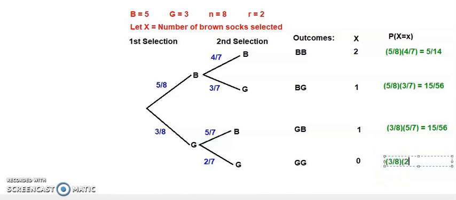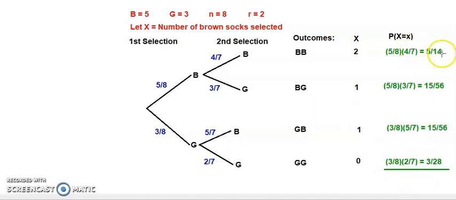3/8 multiplied by 2/7. So this one is 3/28. Okay, and when you total up, the probability must be equal to 1. So you total up here 5/14 plus 15/56 plus 15/56 plus 3/28. At the end, the total must be equal to 1, which is the total probability. Now we will construct the probability distribution based on this tree diagram.